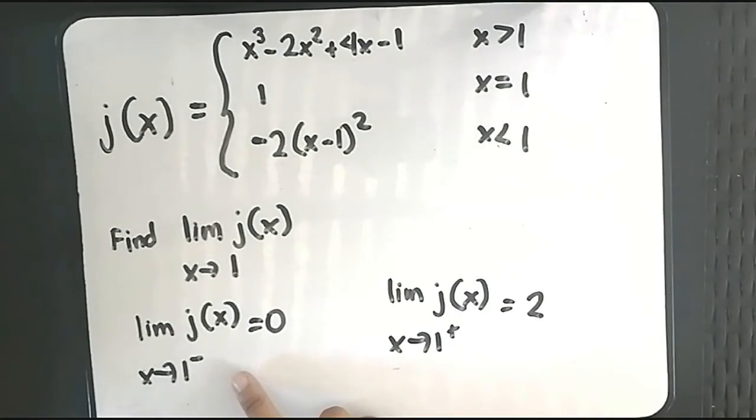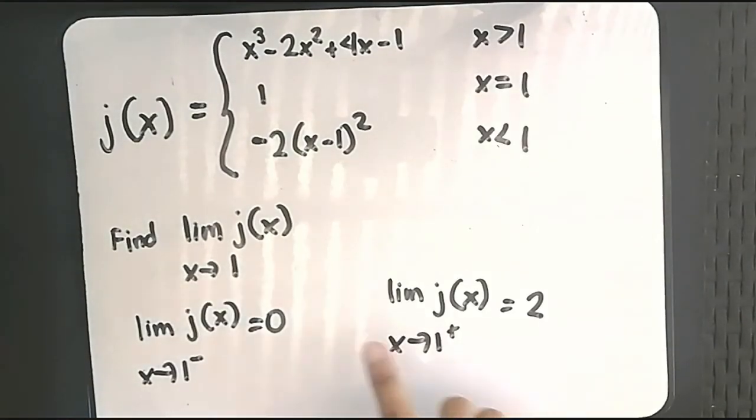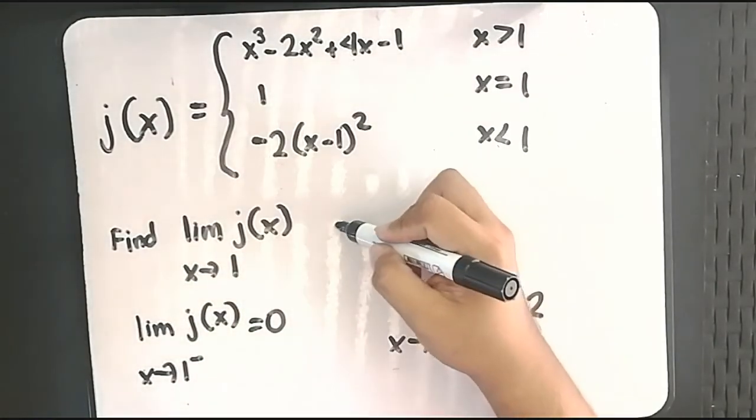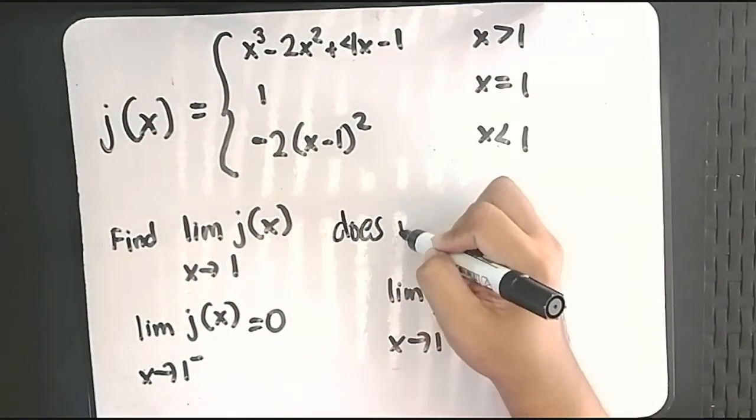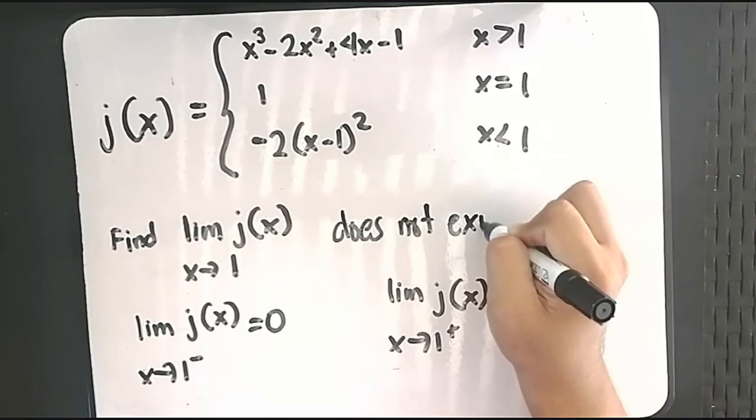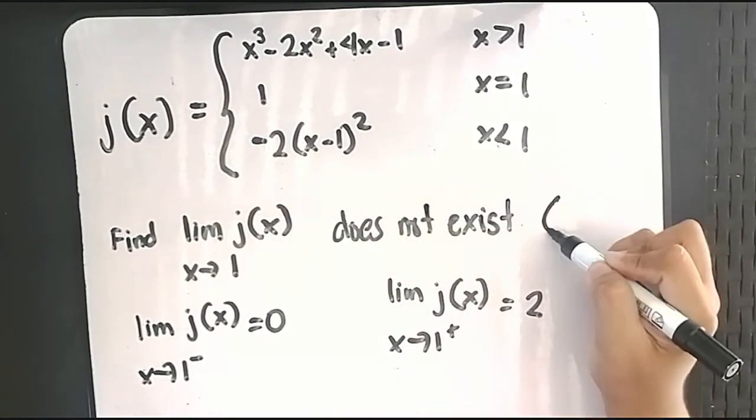Observe that the limit of j of x as x approaches 1 from the left is not equal to the limit of j of x as x approaches 1 from the right. Therefore, the limit of j of x as x approaches 1, we say that this limit does not exist. Kasi magkaiba sila eh. Okay? Or DNE.